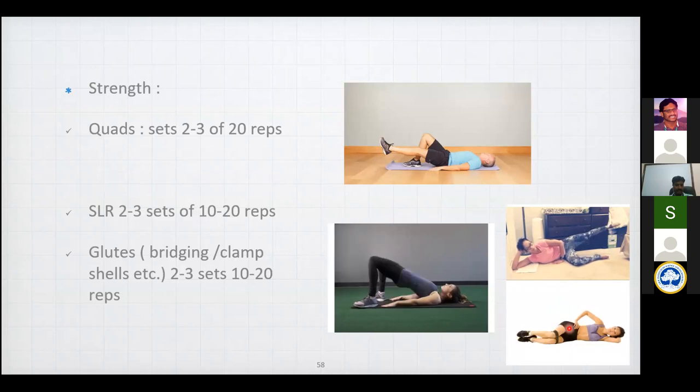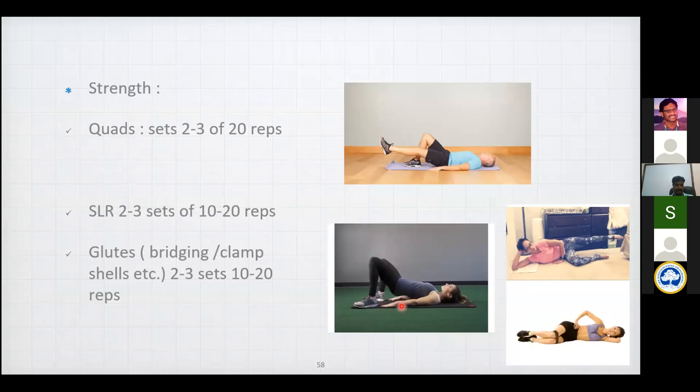As Rupesh has said in his previous presentation. Bridging, again, lots of glute contraction and core contraction. We have to tell the patient to push through the heel, mostly saying the hands up, holding so that they don't take the hand support to go up in bridging.